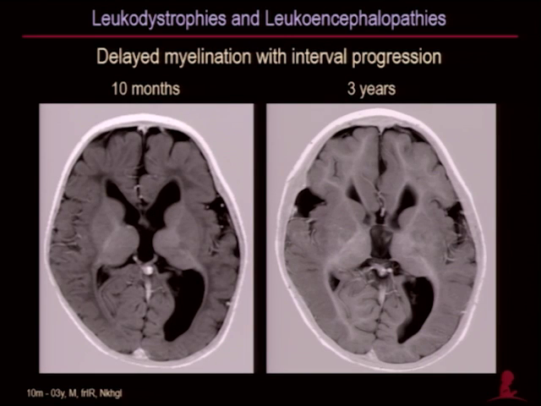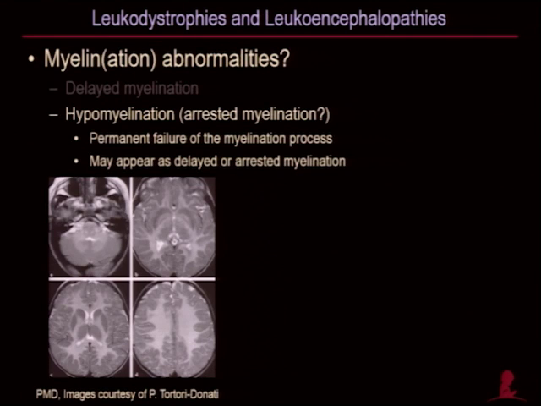Now, is it permanent? Of course not. This kid, you do a follow-up study later at 3 years, it's still not normal, right? The image on the right side, it's still not normal. But there's a clear progression of the myelination process in between the two studies. So this is delayed myelination with interval progression of the myelination process.